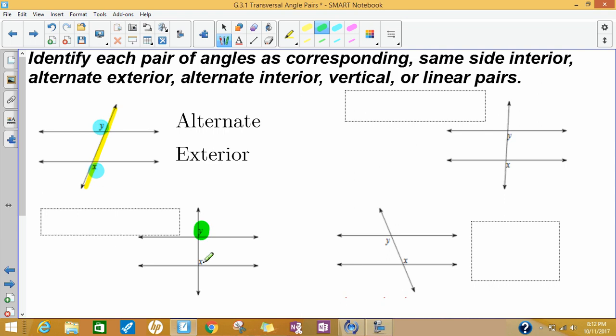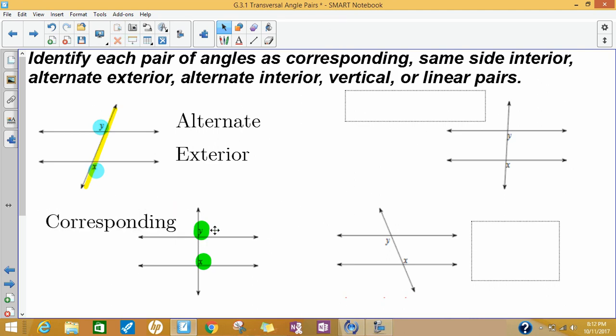Over here I have Y and X. One of them's exterior, one of them's interior. There's four angles formed here and four angles formed there. They're both on the upper right of those groups of four angles. So these are corresponding angles. They're in the same location in different groups of four. I have another example of that right here. Y and X are corresponding. One's inside, one's outside, but they're on the bottom right of those groups of four angles. So this is another corresponding pair of angles.